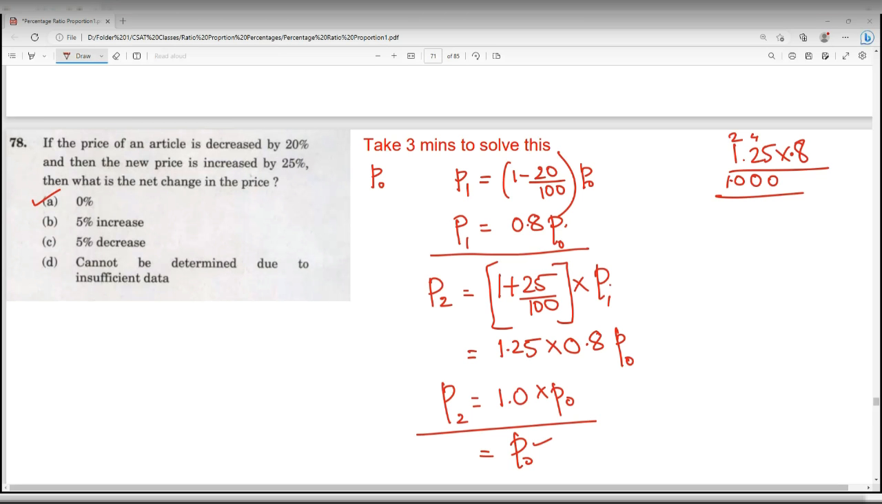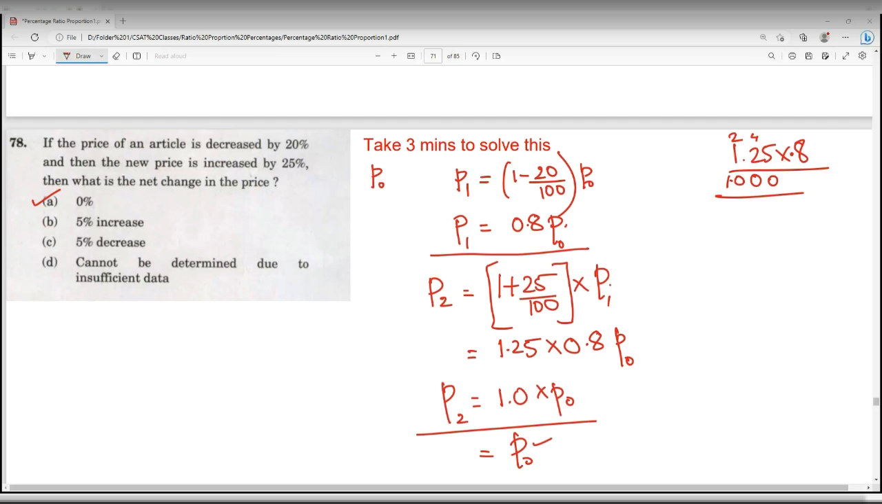Sir, what is the meaning of the last line of the question? That is, what is the net change in the price? That means between the initial price and P2, what is the difference between these two? Like how much has P2 changed when compared to P0? Since P2 is equal to P0, both are the same. There is 0% change.